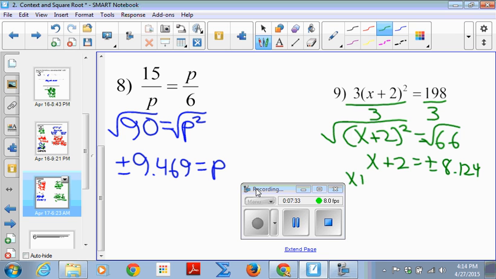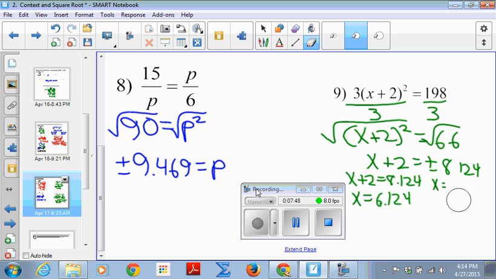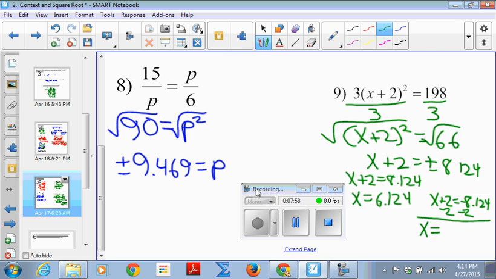Okay, 2 equations for now is probably our easiest way to go. So this one will be x equals 6.124. And then our other one, so I should probably write x plus 2 there. So x plus 2 equals negative 8.124. Subtract 2 from both sides. X equals negative 10.124.